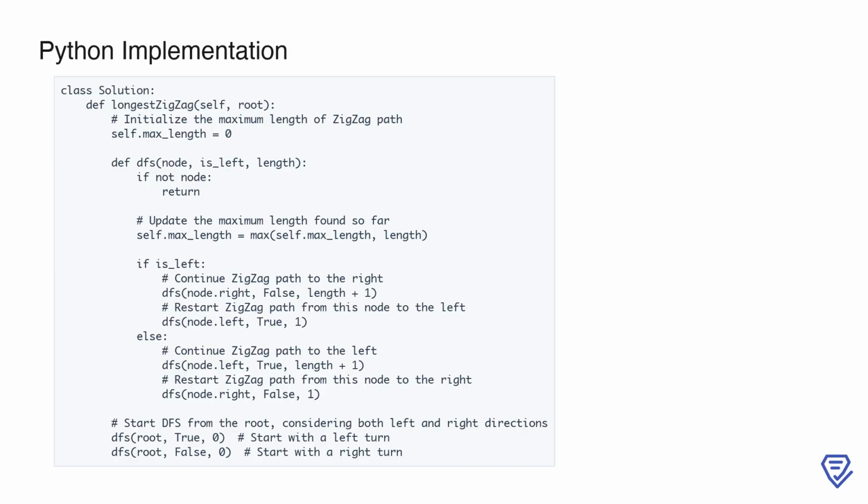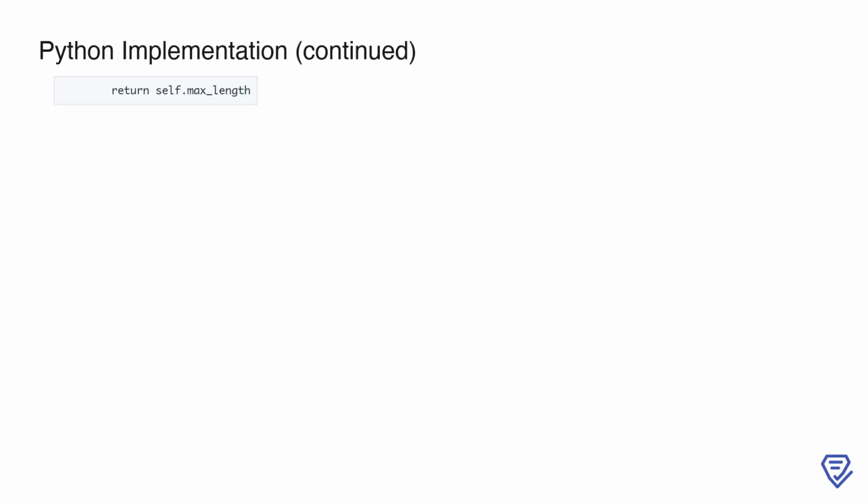Finally, we start the DFS from the root node, exploring both left and right directions with an initial path length of 0. At the end of the function, we return the value of self.max_length, which holds the length of the longest zigzag path we found in the tree. This value is the result of all the recursive calculations and updates performed during the DFS traversal.